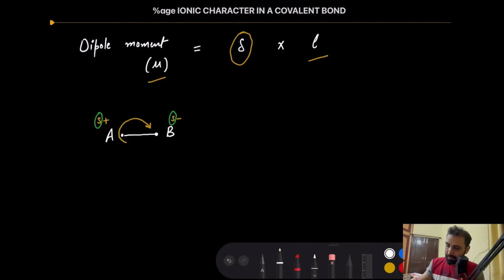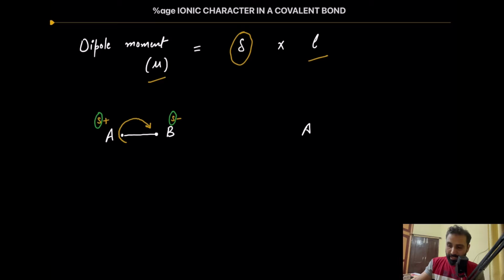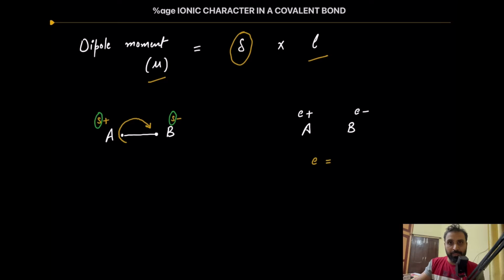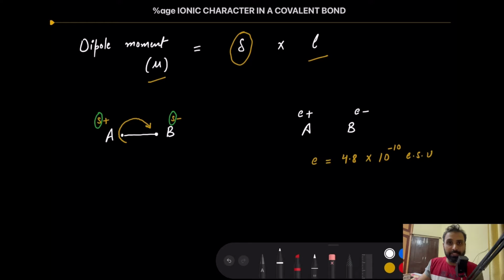Now, what's the highest value of the delta that can be achieved? That's A, B, and the highest maximum value possible for delta is e minus and e plus. What's the value of e? The value of e is 4.8 into 10 raised to power minus 10 electrostatic units. So, now it's very easy to find the percentage ionic character.